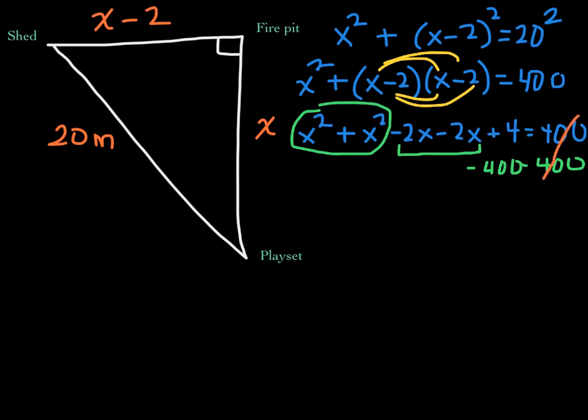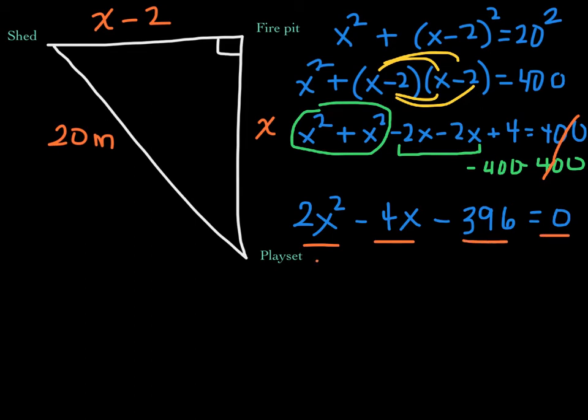And so our equation turns out to be 2x squared minus 4x minus 396 is equal to 0. To make this a little easier to solve, we can divide each term by 2 to make these numbers a little smaller and a little more manageable. So we end up with 1x squared minus 2x minus, now half of 396 is 198. And all this is equal to 0.